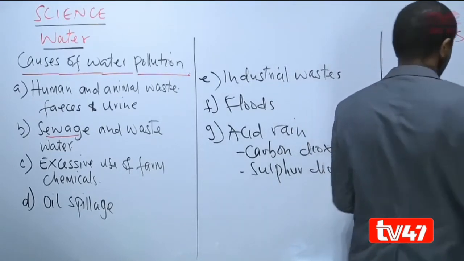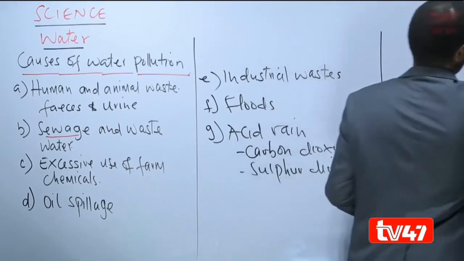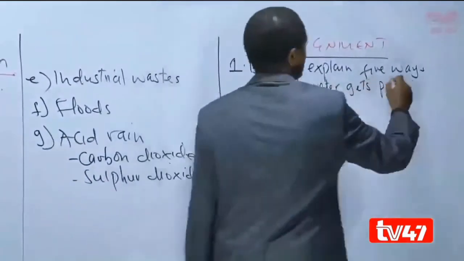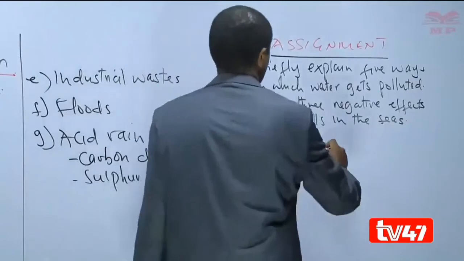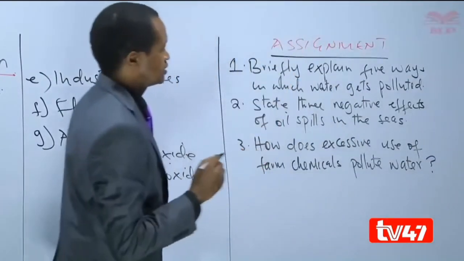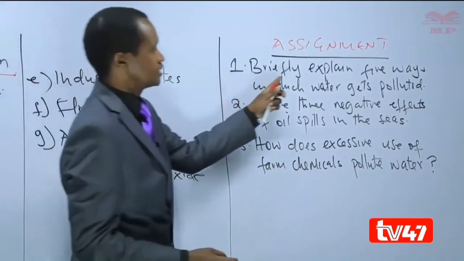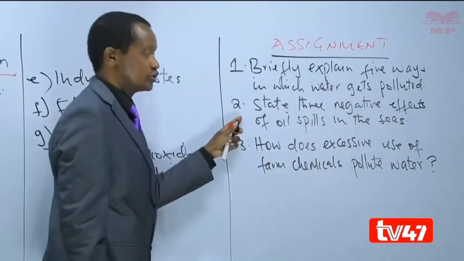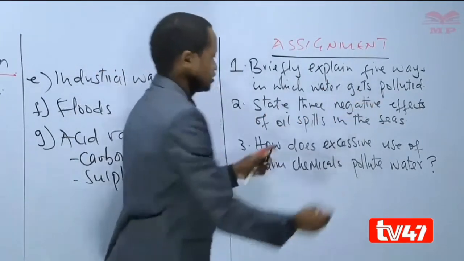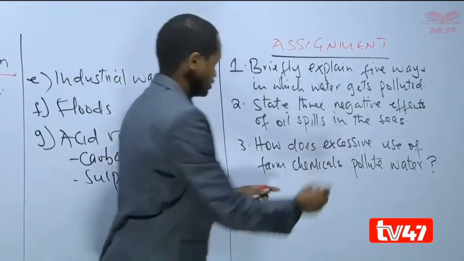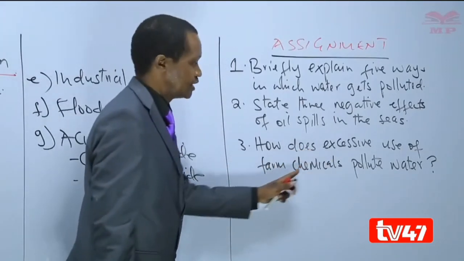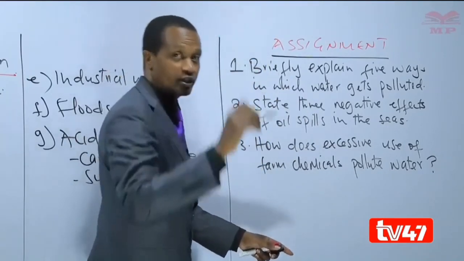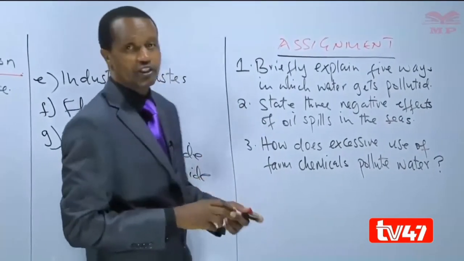At the end of every lesson, we give assignments. I have 3 questions for you today. Number 1, briefly explain 5 ways in which water gets polluted. Question 2, state 3 negative effects of oil spills in the seas. Question 3, how does excessive use of farm chemicals pollute water? Do the assignment before attending our next lesson.